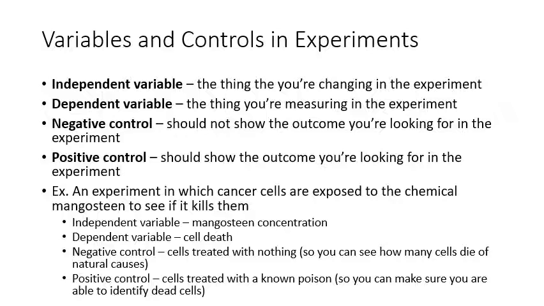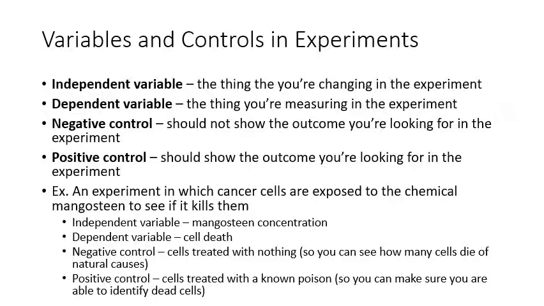Then for controls, the two most basic controls that you would have in almost any experiment are a negative control and a positive control. The negative control does not show the outcome that you're looking for in the experiment, so it does not show the thing that you're expecting. The positive control does show the outcome you're looking for, or the thing that you're expecting to see in the experiment based on your hypothesis. So for example, maybe you're doing an experiment where you have cancer cells and you're exposing them to a particular chemical, let's say the chemical mangosteen, and you want to see if this chemical is toxic to the cancer cells because you think that maybe this chemical could be used as a treatment for cancer.